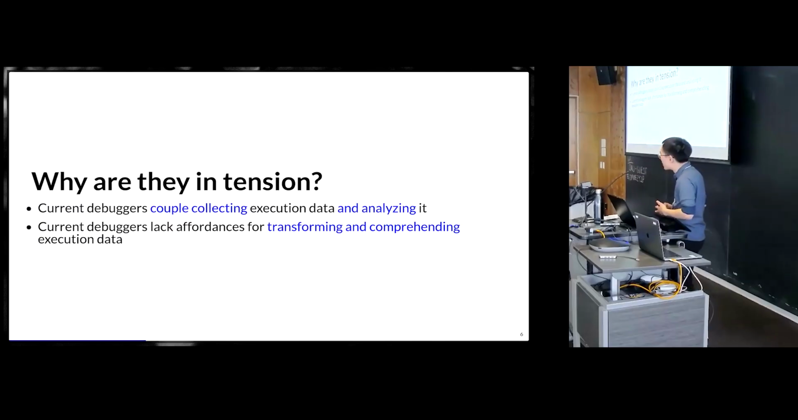But where's this tension coming from in current debuggers? Well, the design of both of the debugging tools that I just talked about couples collection and analysis. There's nothing you can do with print debugging beyond just browsing it and performing text search on it. And your print statements fix the output, forcing you to see only what you've logged, but also forcing you to see everything that you've logged.